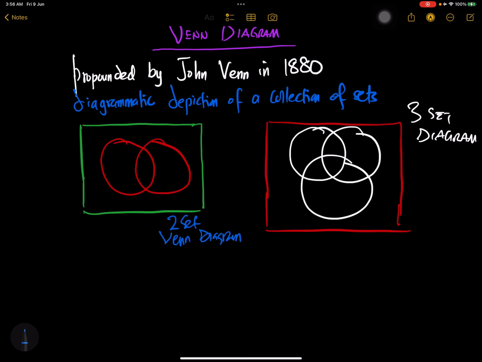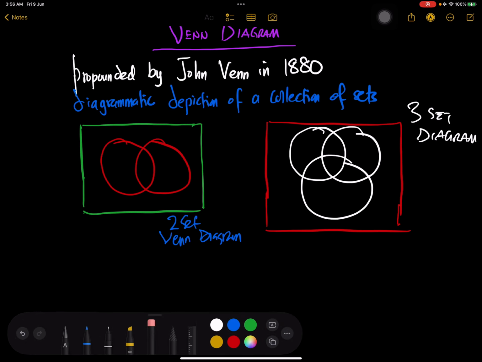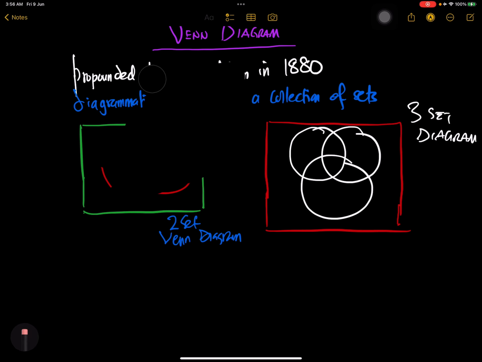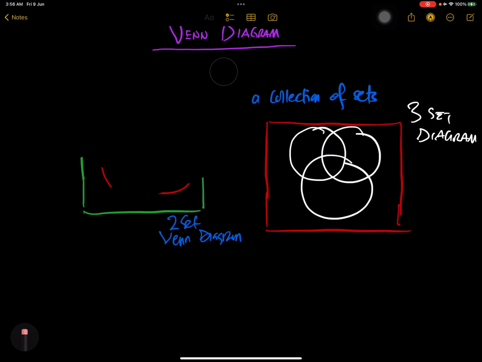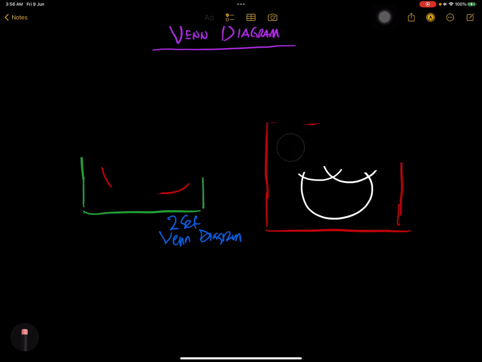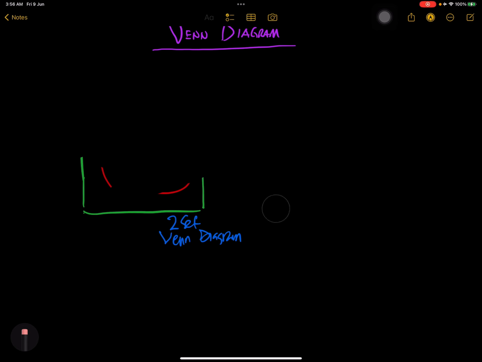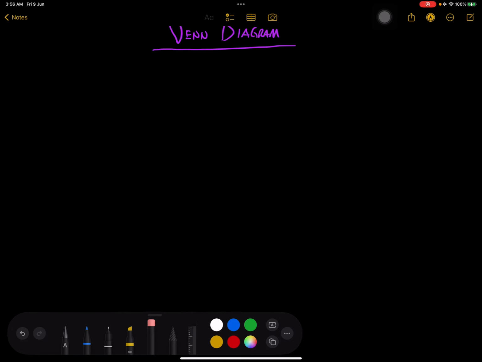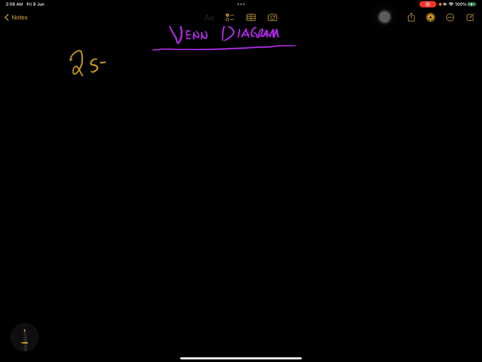Now there are certain rules, or certain things we need to know when we're talking about Venn diagrams, and we're going to go through them before we do real problems. So we are going to take a look at some of these concepts. We are going to start off with the two set Venn diagram. I'm going to start with this one like that.